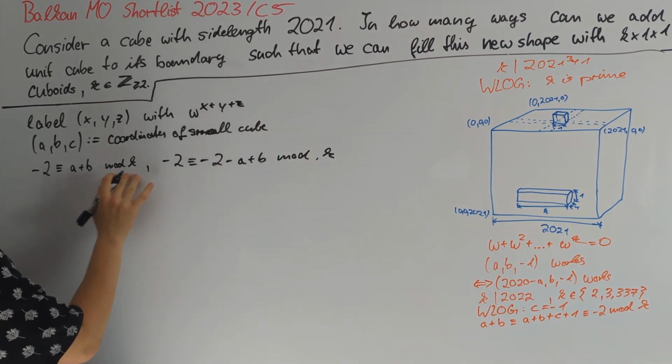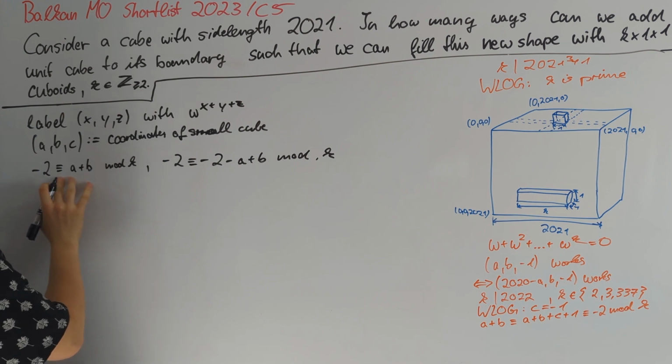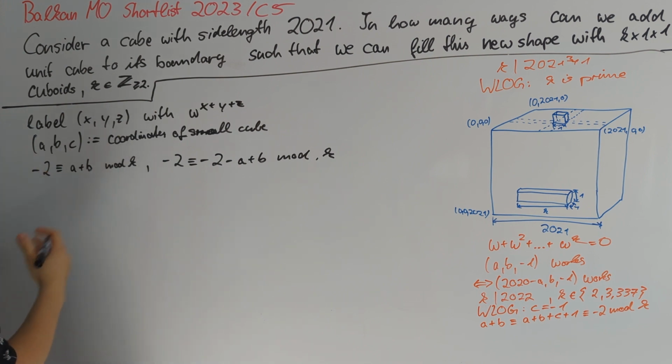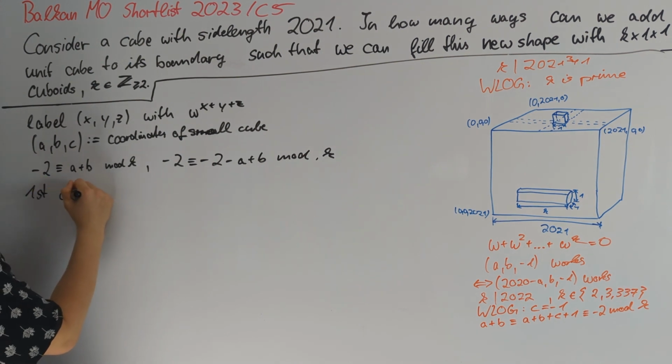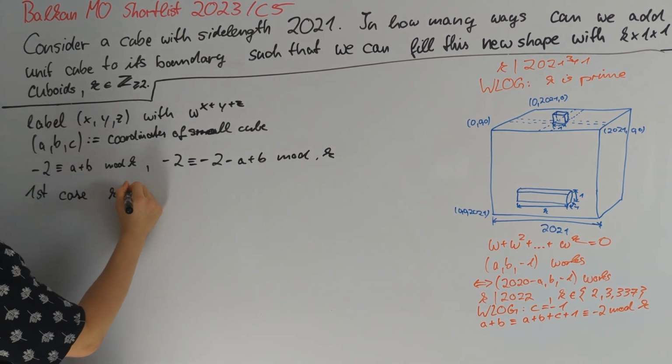For k equal to 2, we get no more information out of this first congruence, so we want to separate both cases. So let's first consider the case where k is equal to 2.